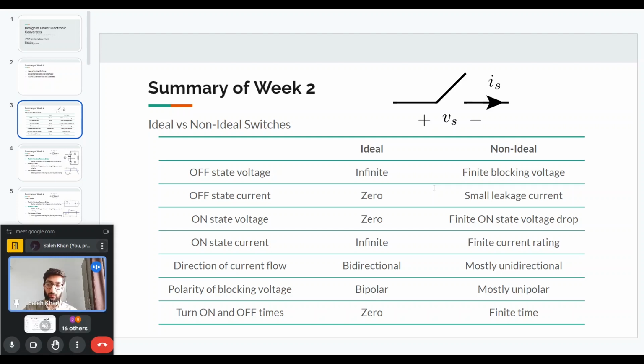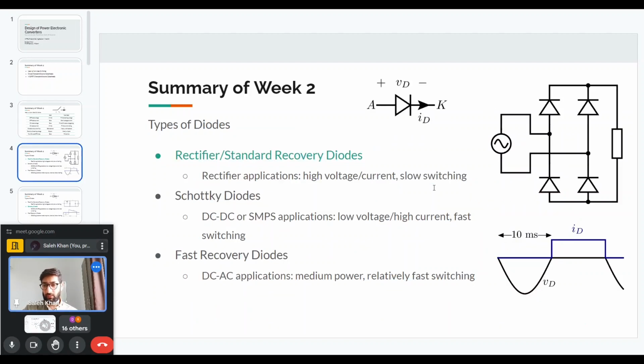And now we can look into some particular devices and see their characteristics, how they are used, and what information the datasheet can provide us. So first, let us look at the diodes. Three types of diodes were mentioned in the lectures. These are the ones that are mostly used in power electronics.